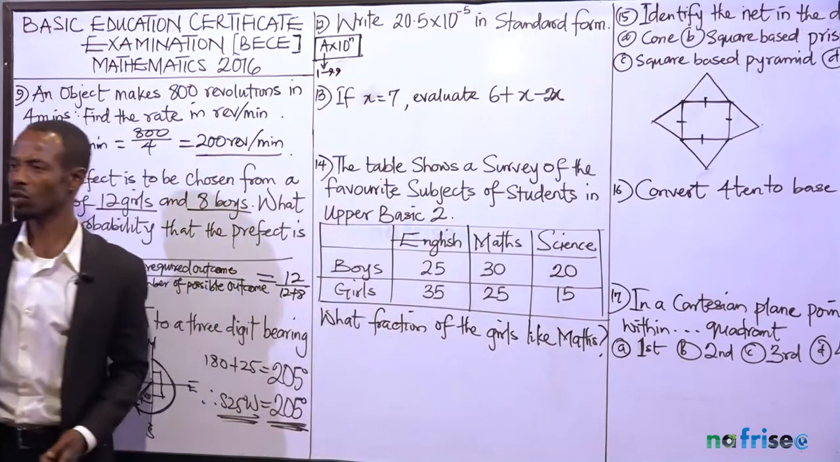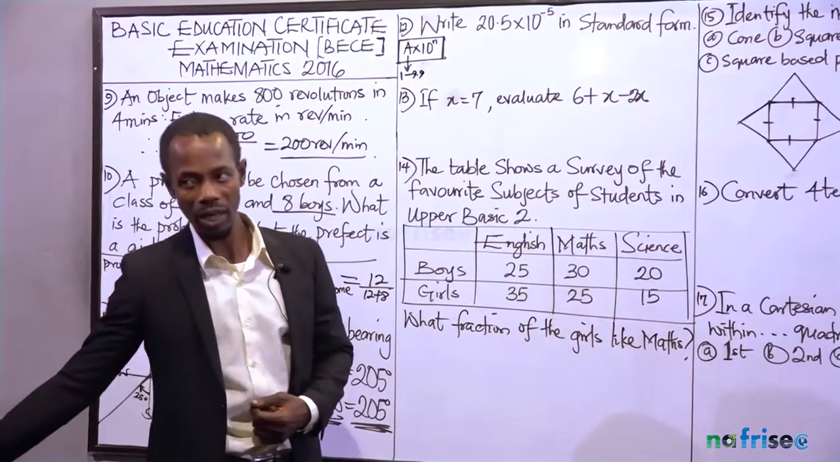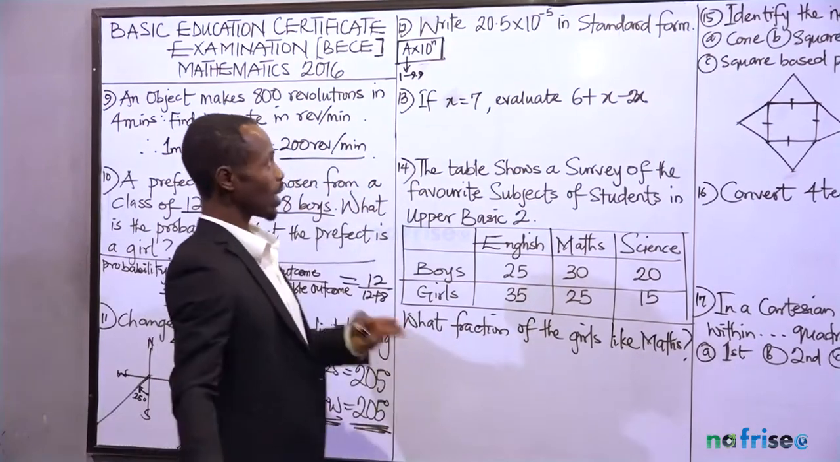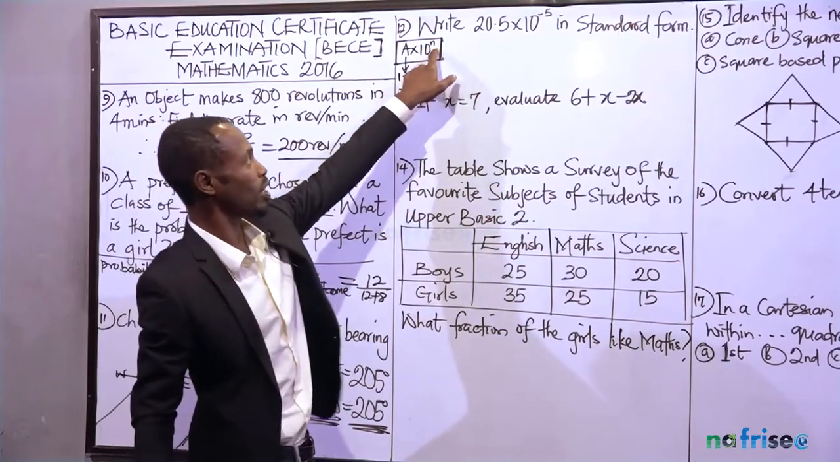Are you there? It cannot be a double digit. A will be a number between 1 and 9.9. Don't call it a 10. Are we there? Just put it as 9.9. N can be positive or negative.